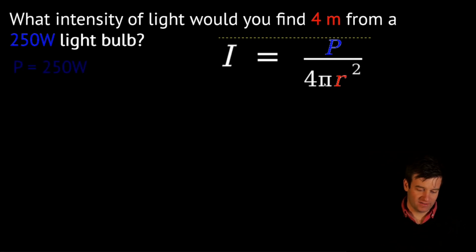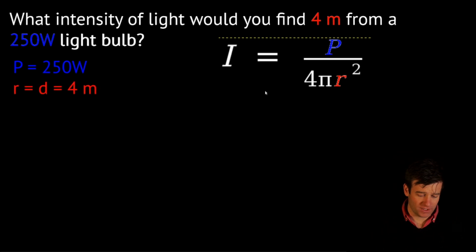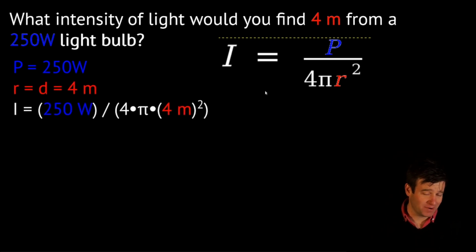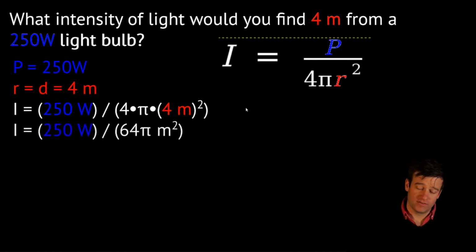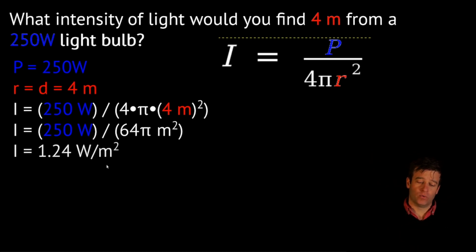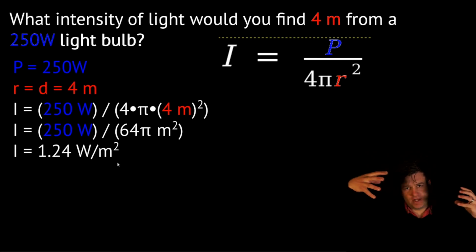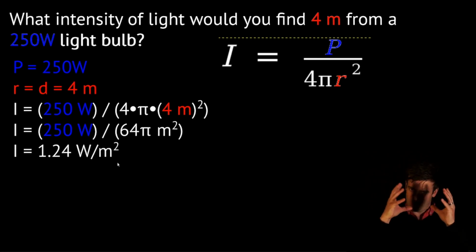And welcome back. Let's see what you did. We have a power of 250 watts and a distance of 4 meters. If for any reason you haven't done it yet, please plug those numbers in and solve. That leaves us with 250 watts divided by 4 pi, 4 squared, or 250 watts divided by 64 pi meters squared, or 1.24 watts per meter squared. So you've got a 250 watt light bulb, but as you get further and further away, you have fewer of those watts per every meter squared.